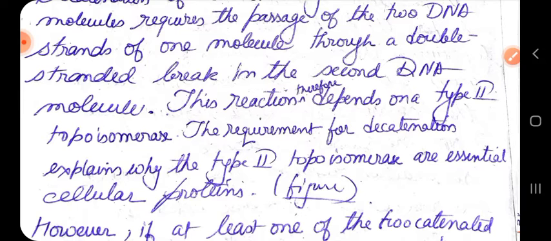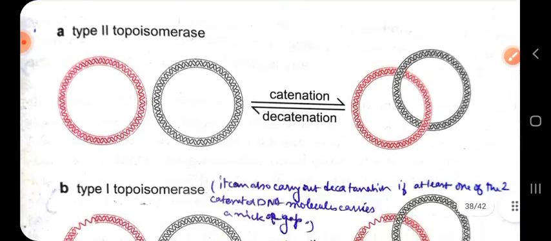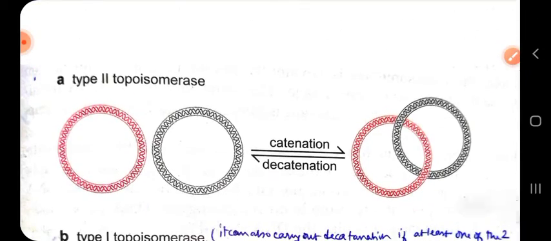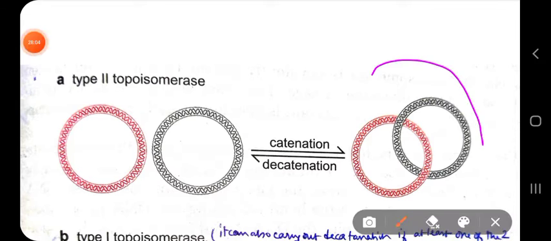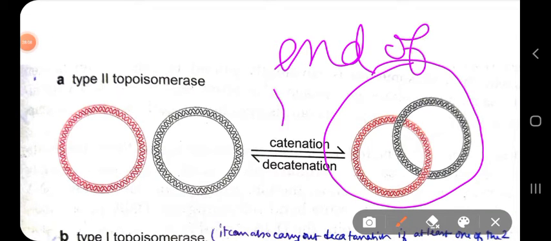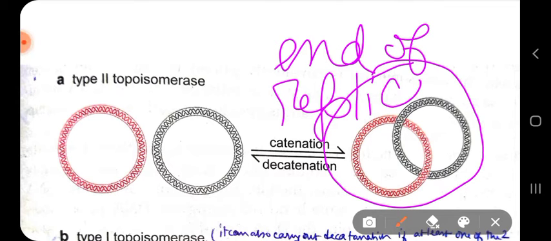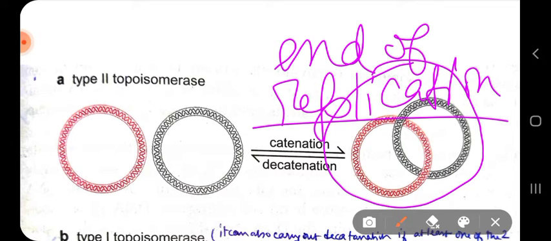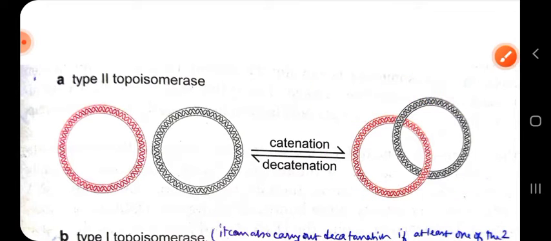That's why decatenation explains why topoisomerase type 2 is essential for cells. You can see here that catenation occurs during the time of replication, at the end of replication. During the end of replication, this type of thing is observed, and for this we have to cleave them.